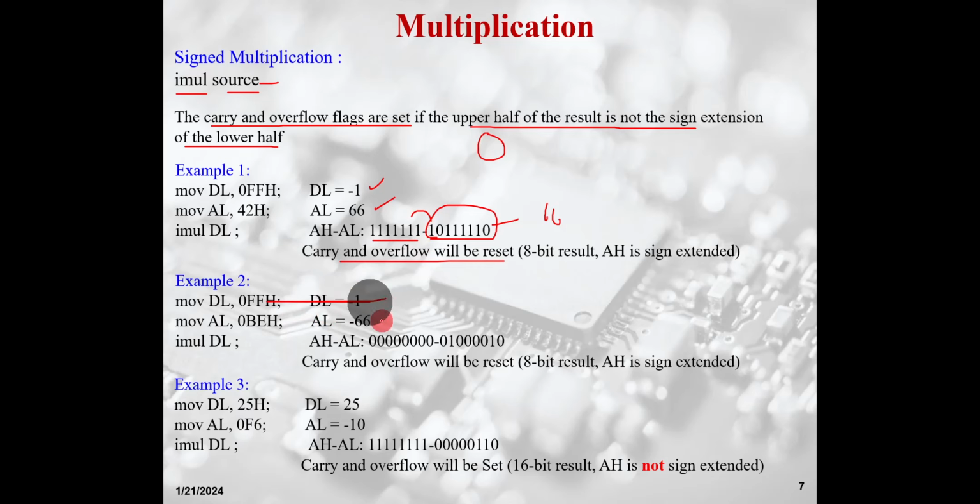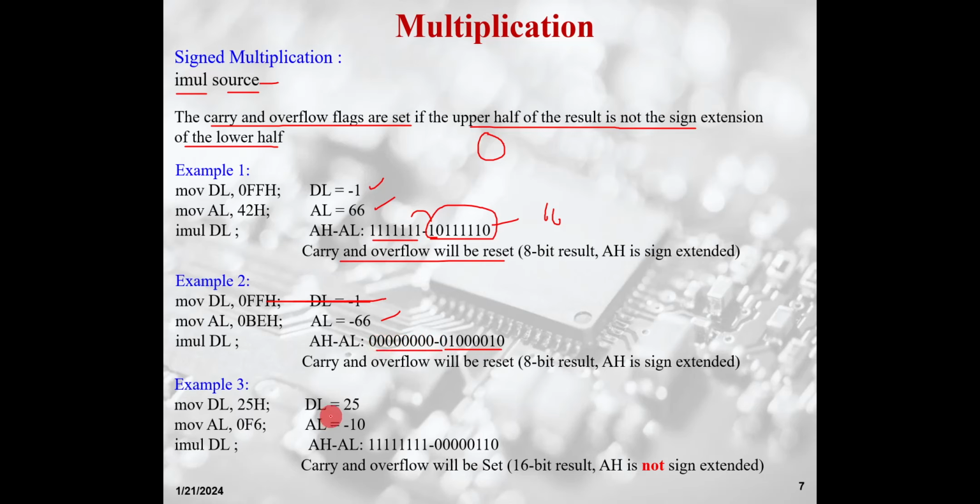Now I do minus 1 and minus 66. If I multiply, the answer is 66. In this case also, if you see here, these are all 0s. The answer is 66, and this is just a sign extension.